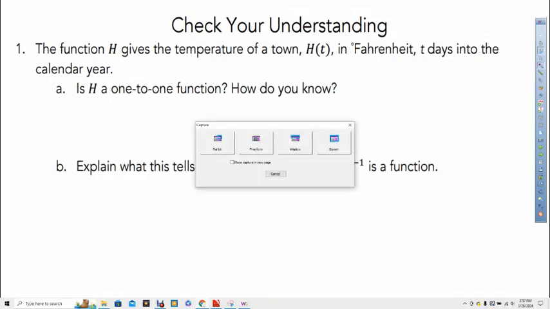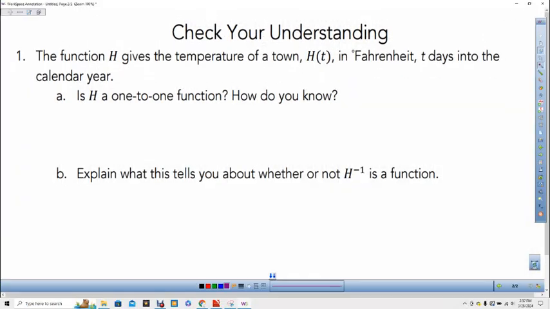Well, it all depends on how you're defining t. If t is integers, yeah, it could probably be one-to-one, but it's not. You could have t days into it, like 17.375, so it's going to be 17 days in and 0.375 through that day. So in that case, remember, temperatures are going to go up and they're going to come down. They're going to go up during the day and come down at night.